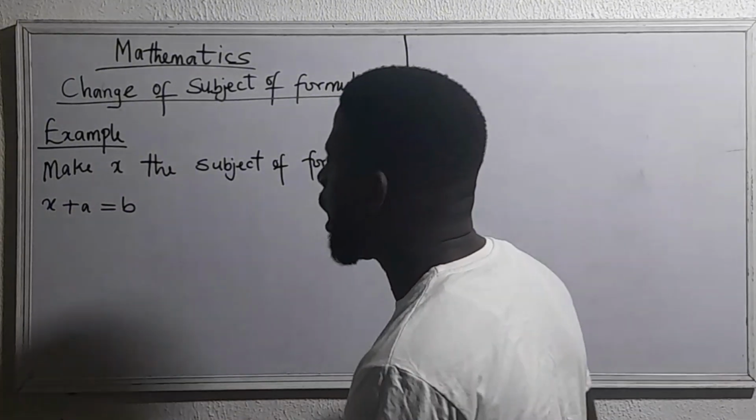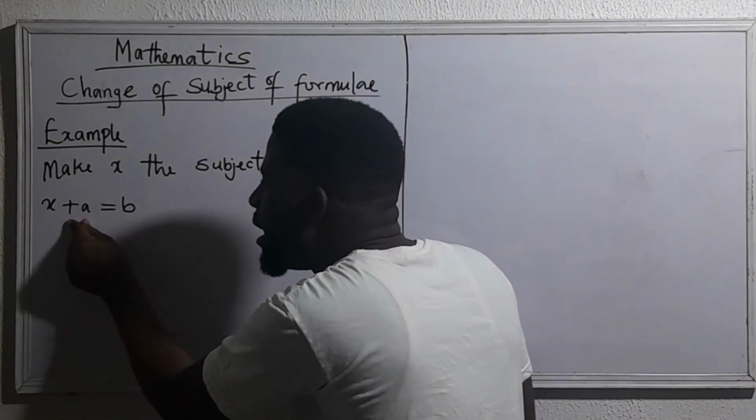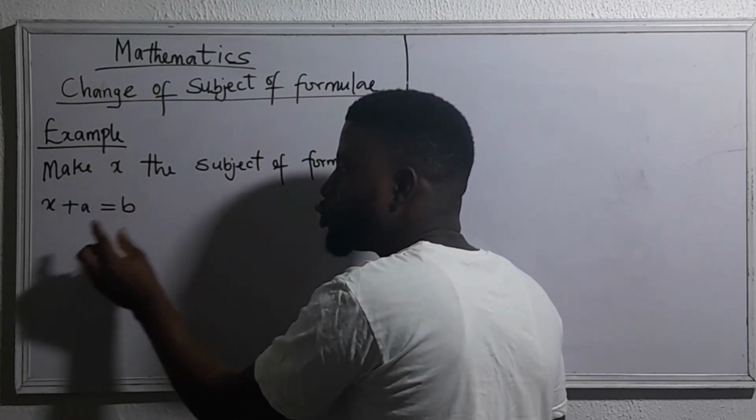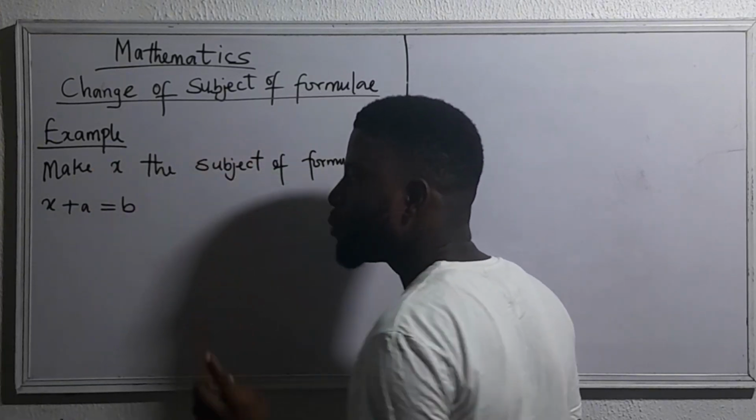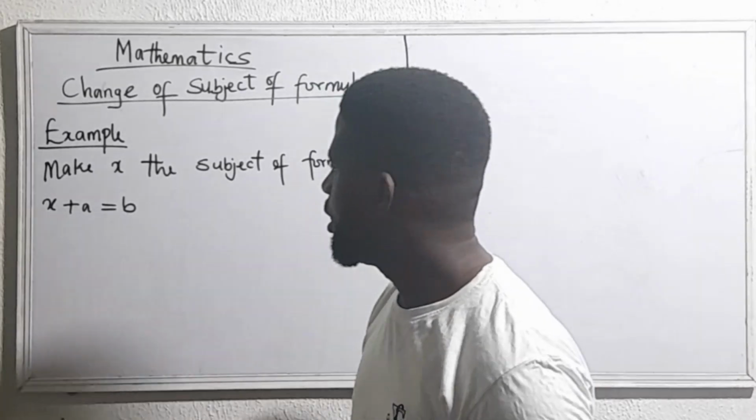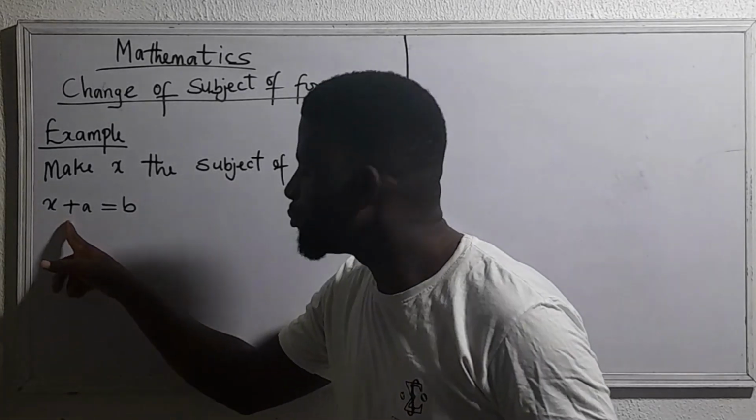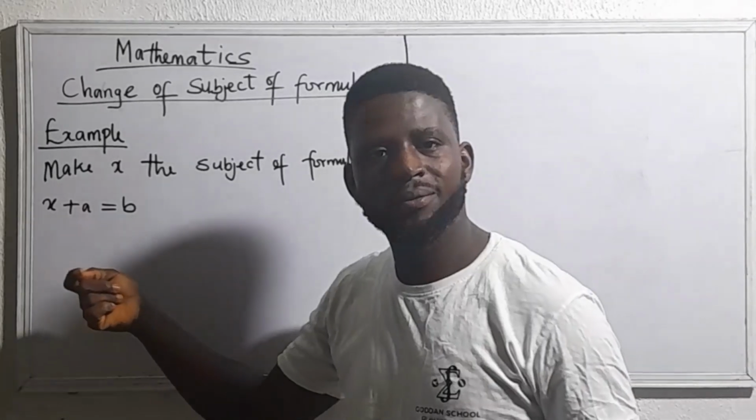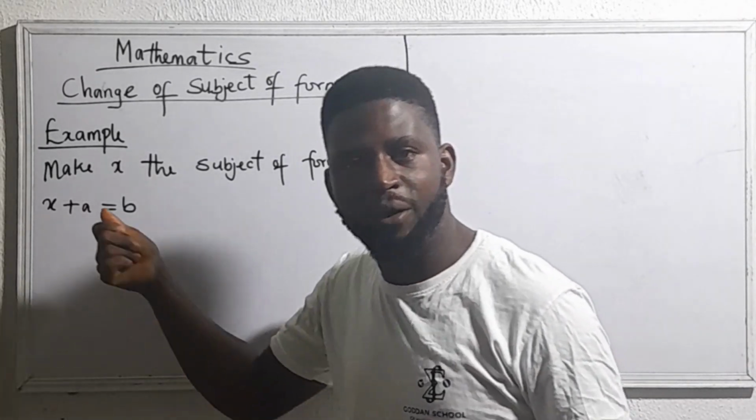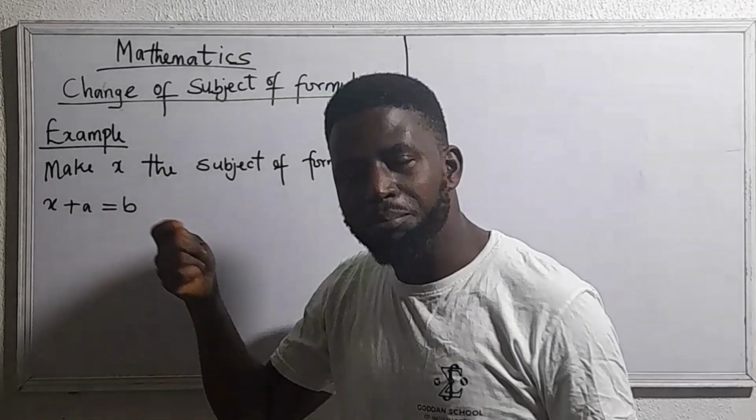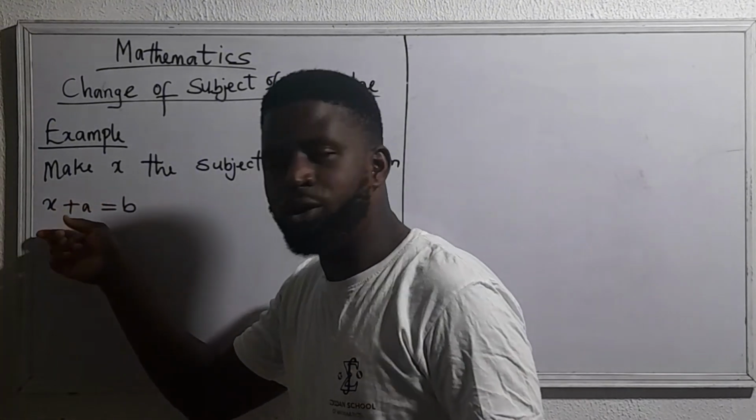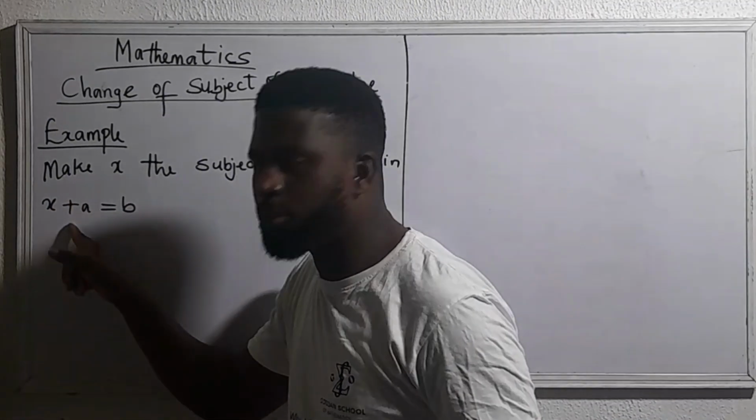In other words, we need to delete a from this side and take it to b so that we have x alone. And how do we do that? We delete a by using the inverse of a. The inverse of plus a is minus a, which means to delete a, we subtract a from this left-hand side.